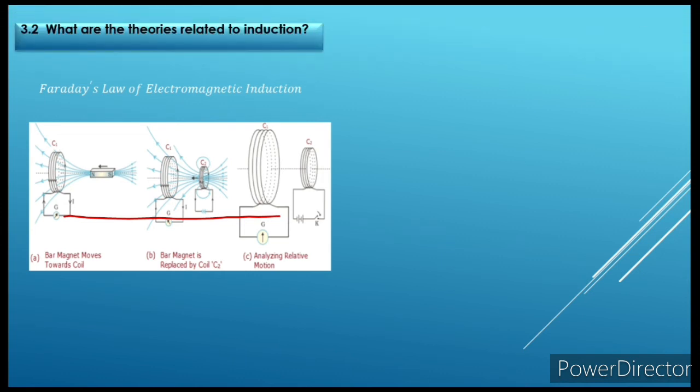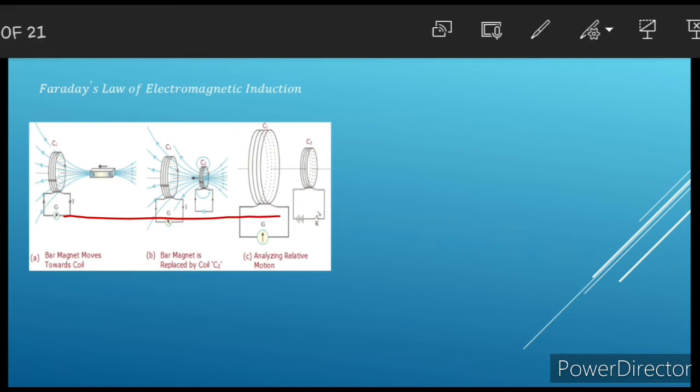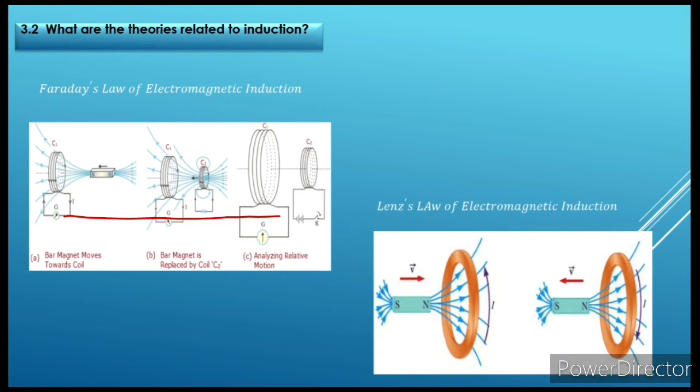The first one is, whenever there is a change in the magnetic flux linked with a coil, an electromotive force is induced. The second is that the magnitude of the induced EMF is directly proportional to the rate of change of the magnetic flux linked with a coil. And for the other theory, we have Lenz's law of electromagnetic induction. Lenz's law states that the polarity of the induced EMF is such that it tends to produce a current which opposes the change in magnetic flux that produced it.